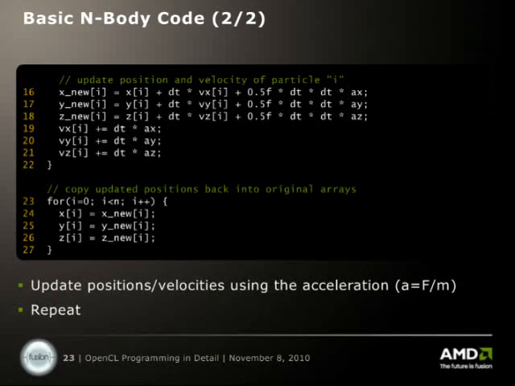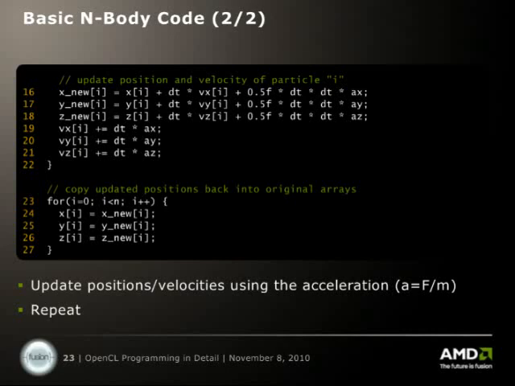So once we've done that, we can use that acceleration and update the position and velocity of particle I. We do that with lines 16 through 21. Notice that when we update the position, we don't write the position back into the original array that we were using to read our particle positions from. If we did that, the physics would be wrong, in the sense that you would overwrite data that you need to calculate the force for subsequent particles.